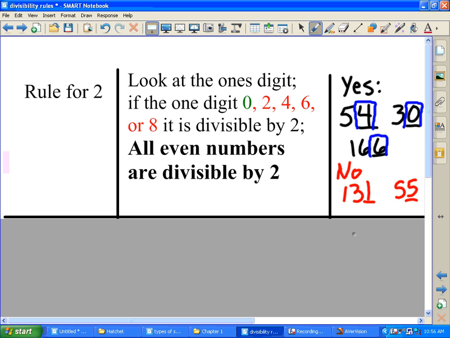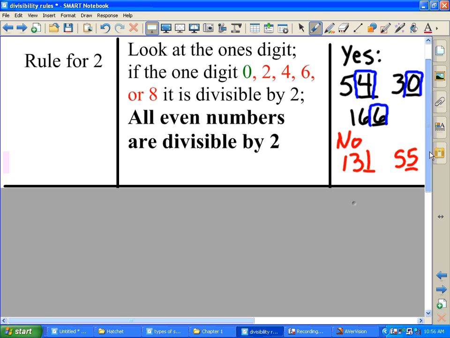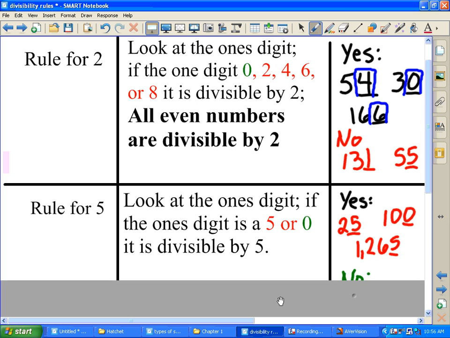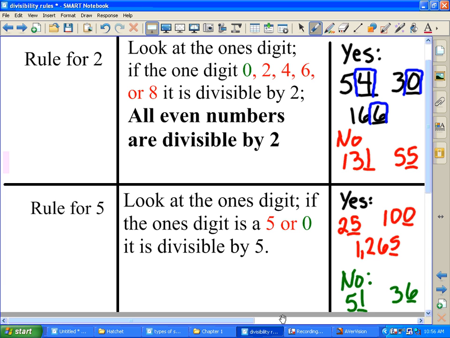Okay, so now we're going to look at another number that follows the same pattern. The next number we're going to learn, the only digit that's going to matter is the ones digit again. So, the next one is the rule for 5. Again, the only thing that matters is the ones digit.